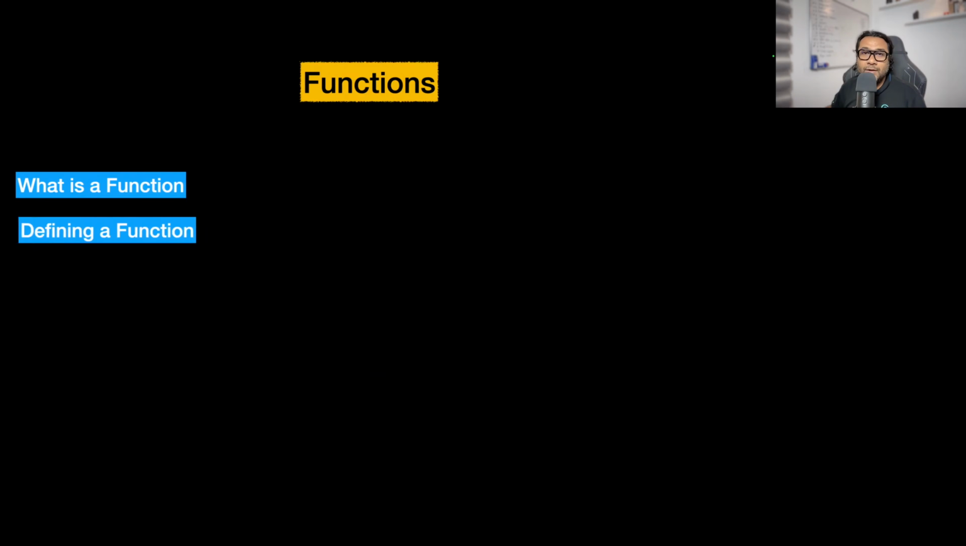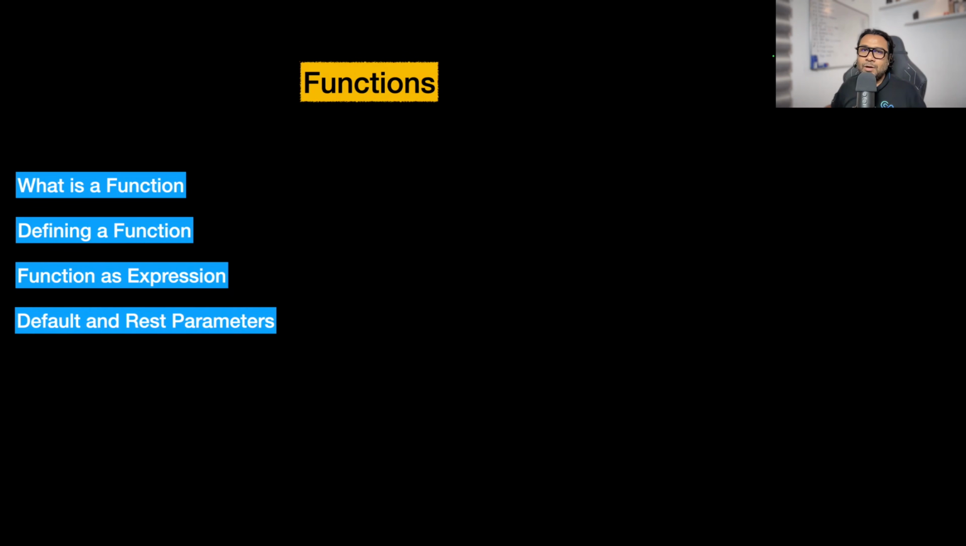So let's quickly see what are the things we want to cover today. We will get started with understanding what is a function, then we'll learn how to define or declare a function, how to use a function as an expression. We have learned about expressions already before. Then what is a default parameter and what is a rest parameter. These two things we'll understand. Then we'll understand how to nest multiple functions together, one inside another one, and what is the use case.